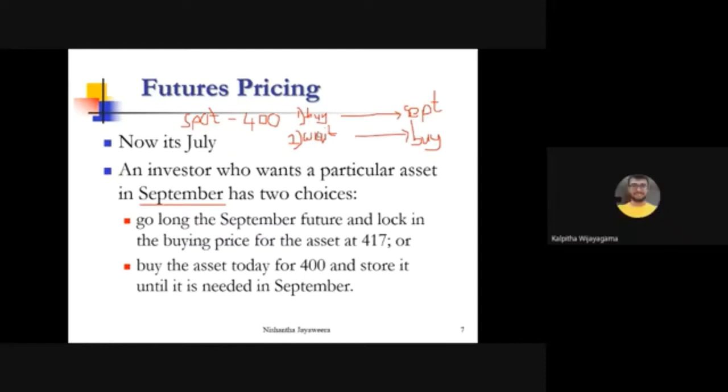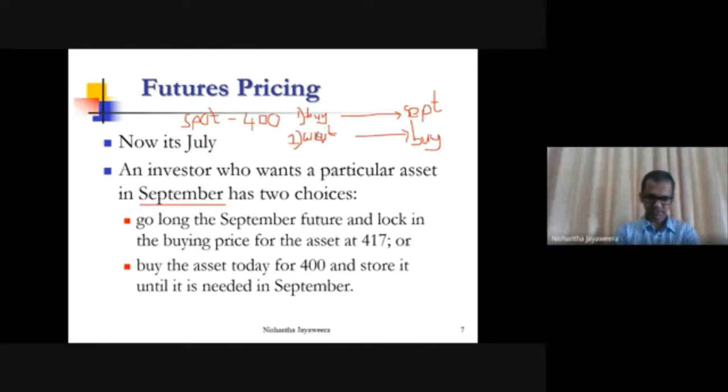So the price is low, it's cheaper today, so you can buy, and if you have the capacity to store, then you can buy and store. If you have the capacity to store, you can buy and store it. Okay, even if you have the capacity, you can wait until September if you want.